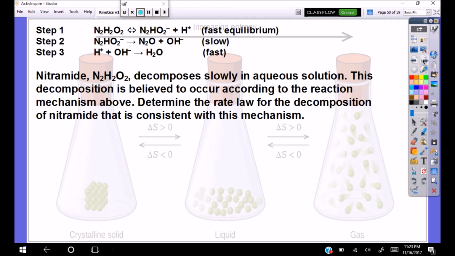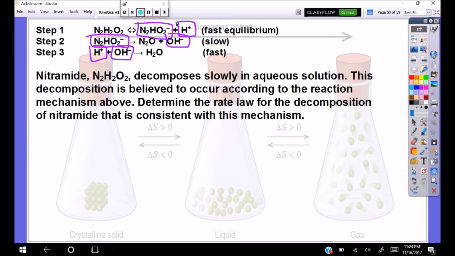Just by looking at this and using the given information, what are my intermediates in this reaction? I've got a couple of intermediates. N2HO2 minus is an intermediate. OH minus is also an intermediate. Sorry, I forgot one: H plus is also an intermediate.